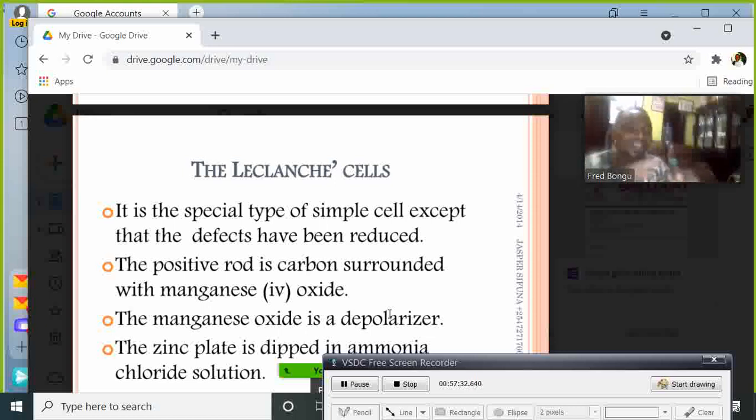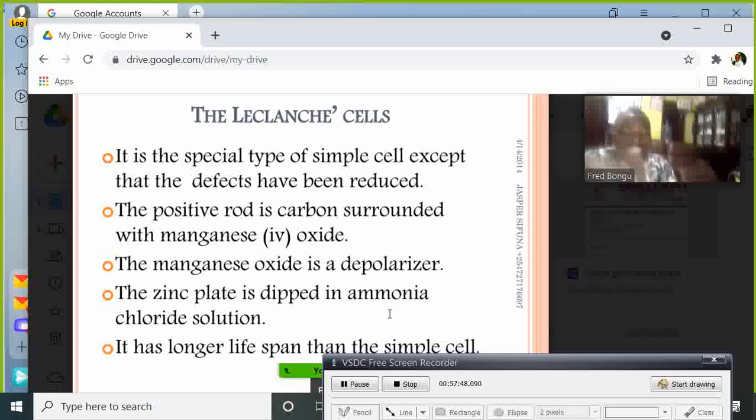In this cell, if you cut it open, you find that the carbon rod is not open. There is a paste surrounding the carbon rod. That paste is like petroleum jelly. That's manganese 4 oxide. So it is preventing polarization. They have just added a depolarizer directly here. That's how they have improved this cell. They have also dipped the manganese in ammonium chloride. So inside this cell, you will find ammonium chloride. This is the simple cell, improved.